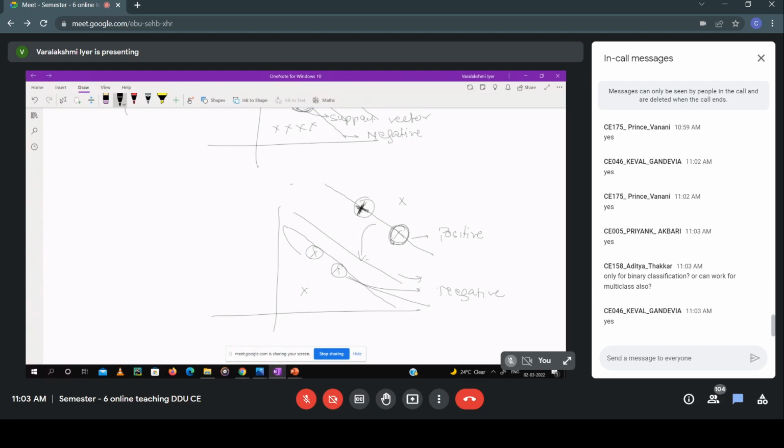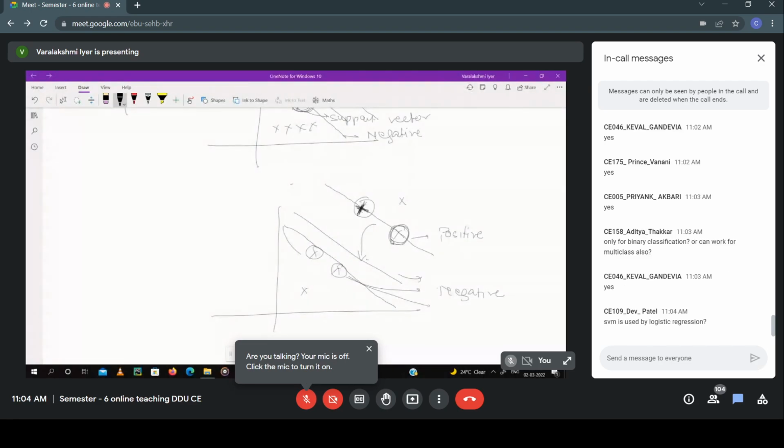Yes, it can work for multi-class as well, but right now we'll be talking about binary classification only. Right now our discussion is exclusively for binary classification. Later on we'll come to multi-class classification. No, SVM is not used by logistic regression.